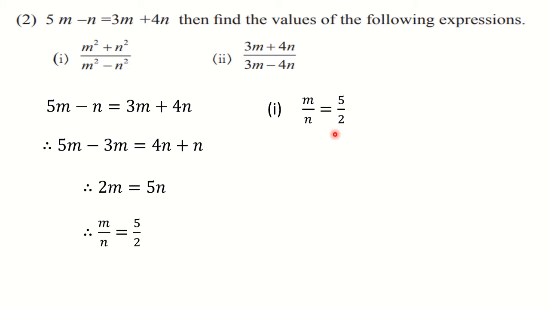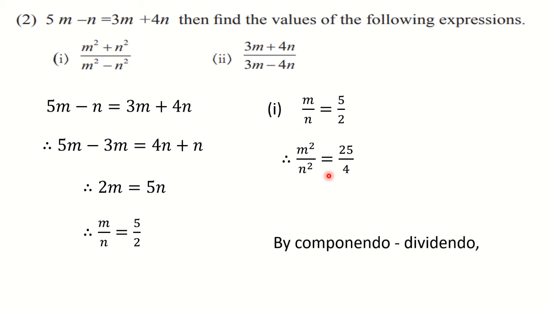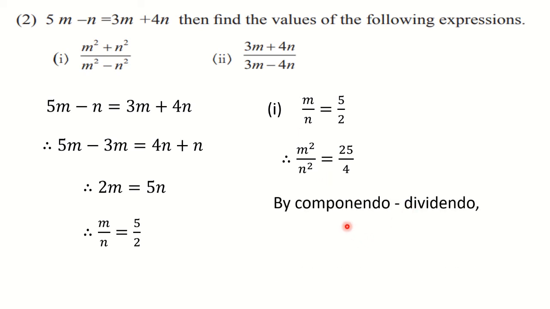So how will you solve the first one now? Start with what we have found out: m upon n is equal to 5 upon 2. We can square them. So we get m square upon n square is equal to 25 upon 4. You can see the squares are present here, so we have also squared it. Then we can use componendo dividendo, that means adding in the numerator and subtracting in the denominator. So m square plus n square upon m square minus n square is equal to 25 plus 4 upon 25 minus 4. That is 29 upon 21, the answer.